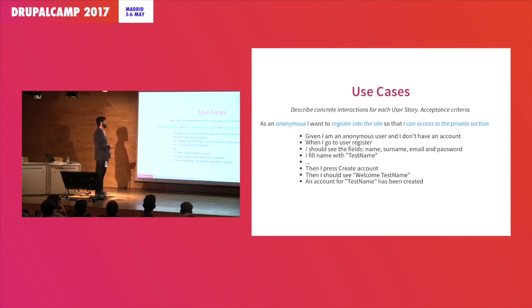Given I am an anonymous user, I don't have an account. When I go to user register, I should see the fields: name, surname, email, password. I fill the name with this name. At that point, without a mockup, we have that form in our minds. There is no mockup, but we can imagine what we are going to see. Okay? When I press create, then I should see "Welcome, test name" and "An account for test name has been created." Really, really simple. This is a very simple example, but the client and we understand it.